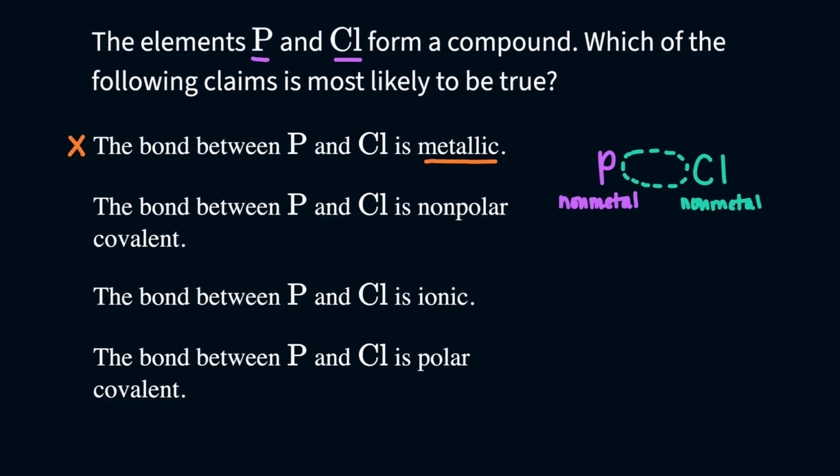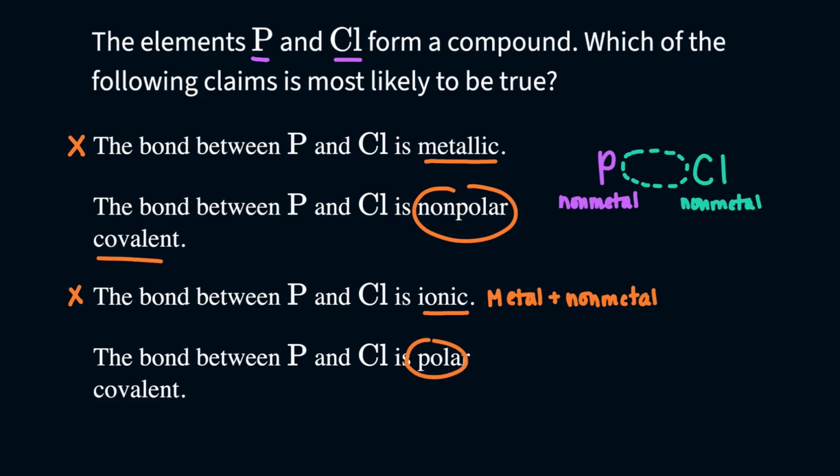Also, this can't be ionic because ionic generally, 95% of the time, is when you have a metal and a nonmetal. It's not always the case, but that's the general trend. Here we have two nonmetals. Two nonmetals, and only two nonmetals, is never going to form an ionic bond. So that one's out. So now we're down to this idea: is it nonpolar covalent or polar covalent?